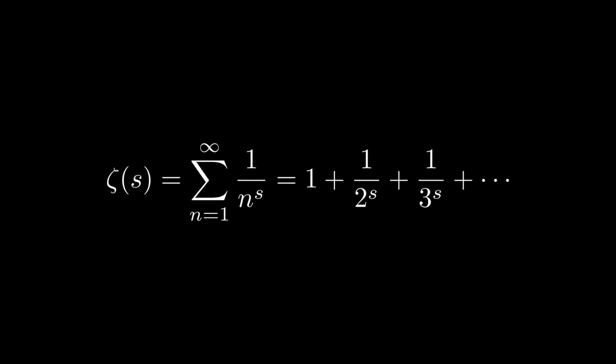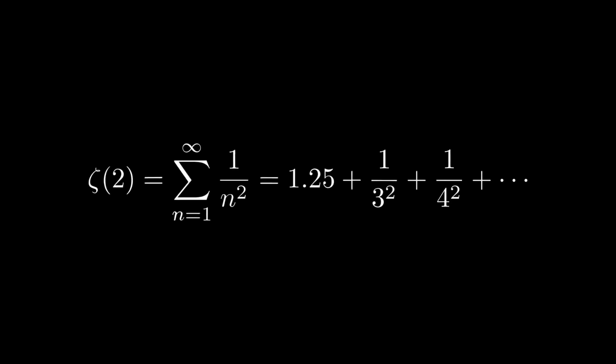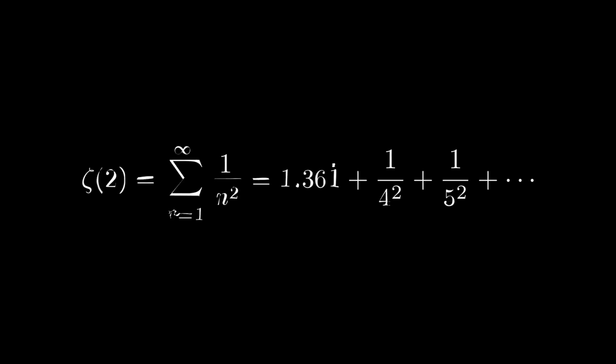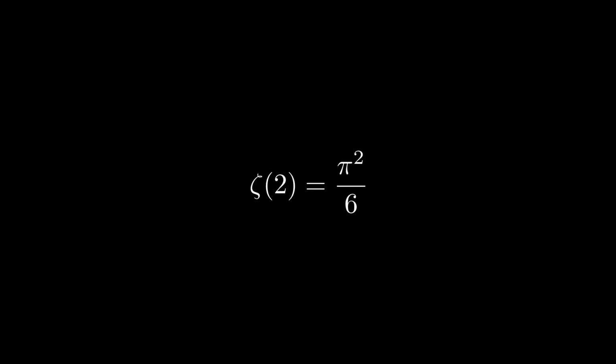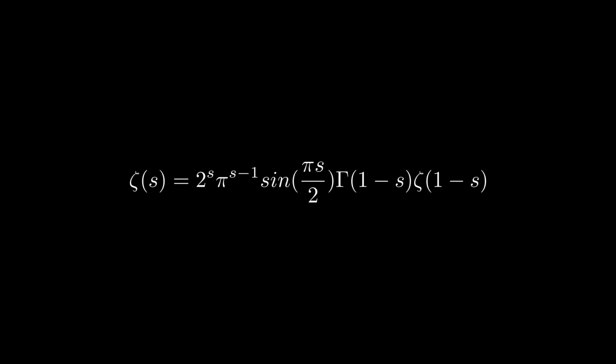Zeta of s equals 1 plus 1 over 2 to the power of s plus 1 over 3 to the power of s plus 1 over 4 to the power of s, and it continues just like that. Let's use s is equal to 2 as an example. As you can see, if we keep adding up the individual terms, they start converging to a number. What is that number? It turns out that number is exactly pi squared over 6, which is a pretty interesting result. Now the functional form is much more complicated, and it is as follows. Zeta of s is equal to 2 to the power of s times pi to the power of s minus 1 times sine of pi s over 2 times gamma of 1 minus s times zeta of 1 minus s.